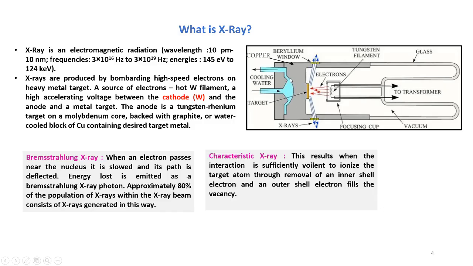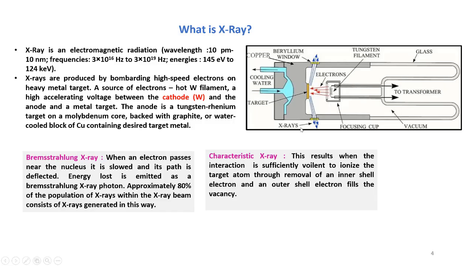So here you can see the copper is there, containing a target, and the electrons are falling on this target, passing through the beryllium window. This is transparent to the X-ray. That's why we use the beryllium window, and then we can collect the X-rays from both the sides.